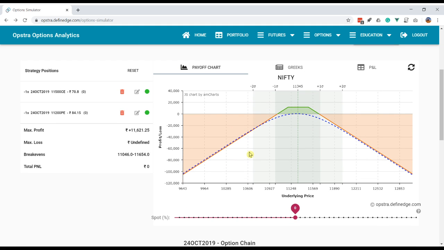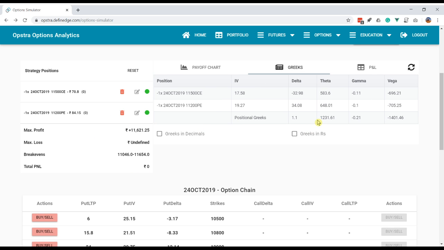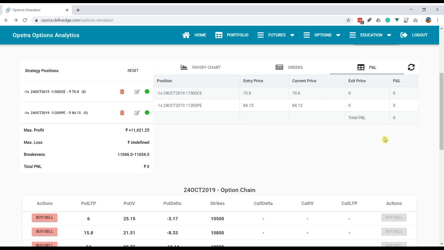Once you scroll up above the option chain, you will see this payoff chart as well as the information about your strategy. And then there is a Greeks tab where you can see all the option Greeks like delta, theta, gamma, vega. And you will also see a profit and loss tab where you can look at the P&L of your option strategy.